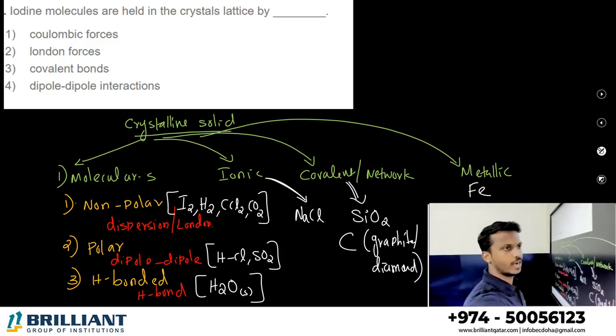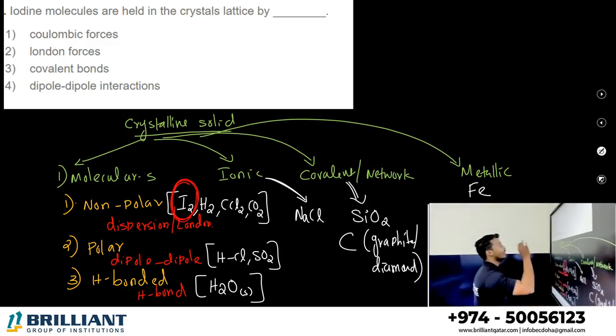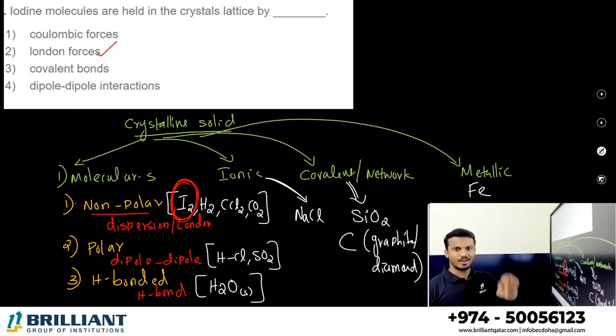Now let's go to the question. What is the question, dear all? Iodine molecule. Where is iodine? Here. Iodine belongs to a non-polar molecule. Iodine molecules are connected through London force or dispersion force. Option number 2 is here.